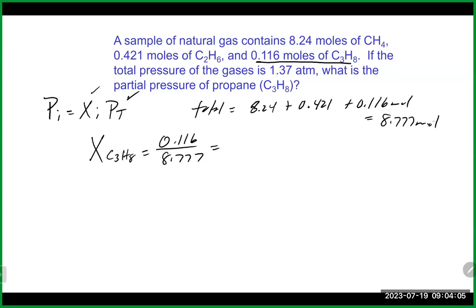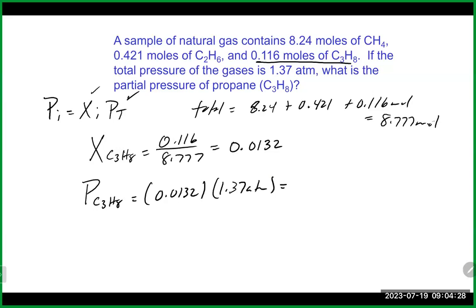And again, here, no multiplying by 100. So we'll take 0.116 divided by 8.777. Going to give us a mole fraction of 0.0132, basically 1%. And we're then going to put that into our formula here. We'll take 0.0132 and times it by the total pressure, 1.37 atmospheres. And that gives us a partial pressure for this guy of about 0.0181 atmospheres.